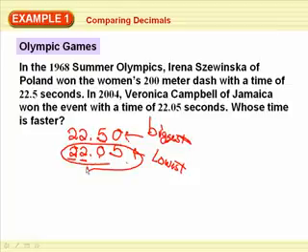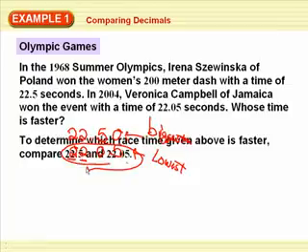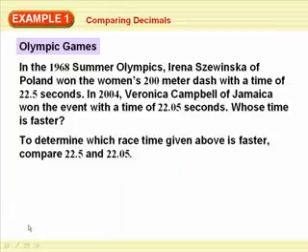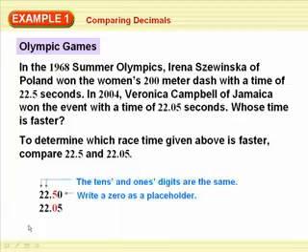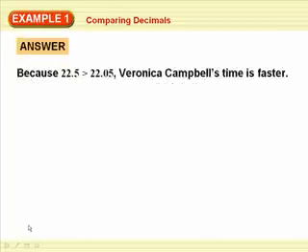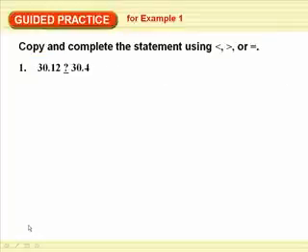So let's see how the book does it. It says, let me clear off my writing here, if I can get it to work. To determine which race time is faster, compare the two numbers. There's where they are talking kind of like what I did, and it wrote a placeholder. The tens digit and the ones digit are the same. The tenths digit is different, so therefore Veronica Campbell's time is faster.